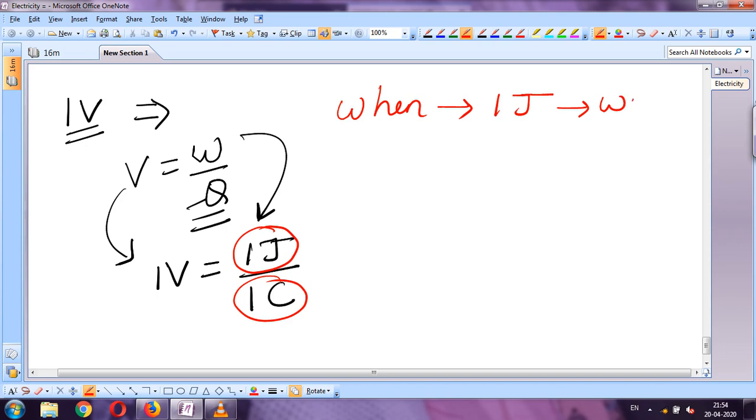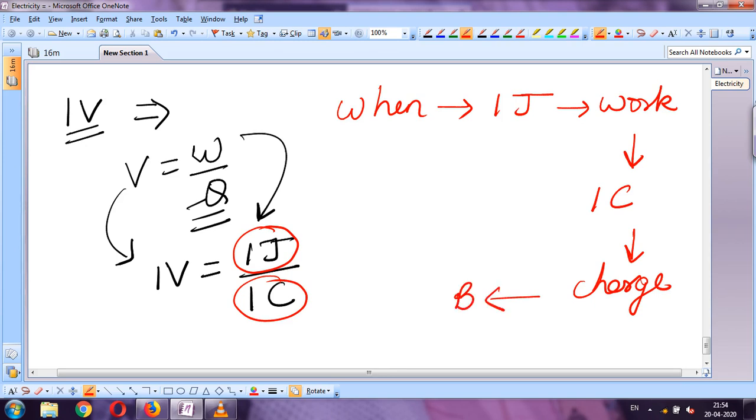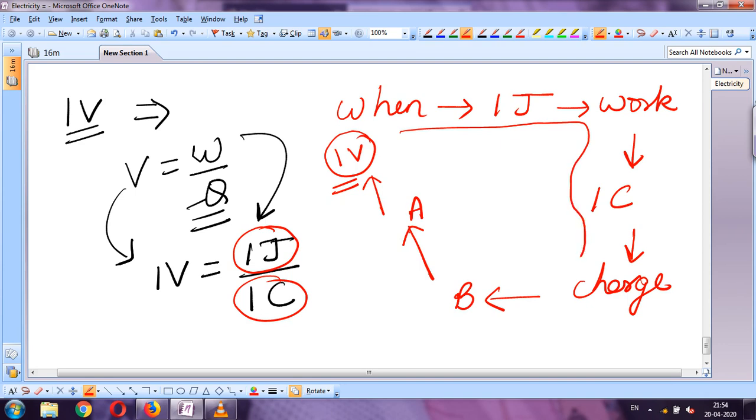How can we define it? When 1 joule of work is done on 1 coulomb of charge, moving from one point to another, then the potential difference is called 1 volt. Simple. Let us repeat once.